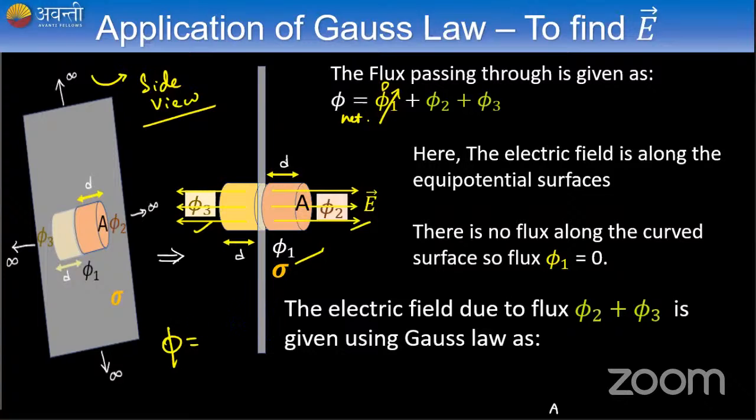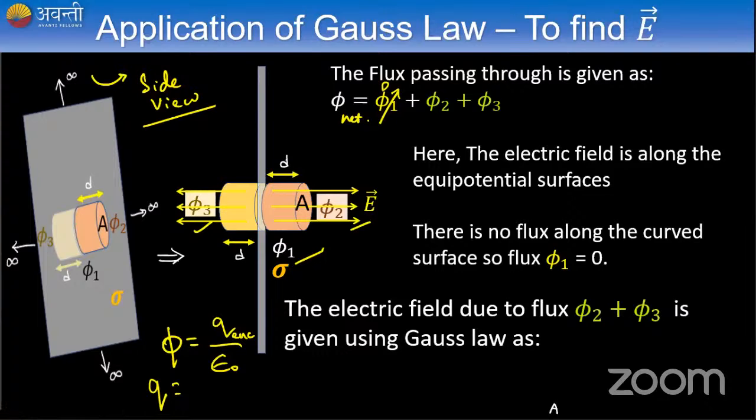Yes, phi is equal to, how can we write? Q by epsilon, right? So we know the general expression, phi is equal to Q enclosed by epsilon naught. So what can we tell about Q in this condition, guys? Tell me what is Q for surface charge density. What will be my value of Q? Q enclosed will be equal to, so how can I write my Q in terms of surface charge density and electric field?